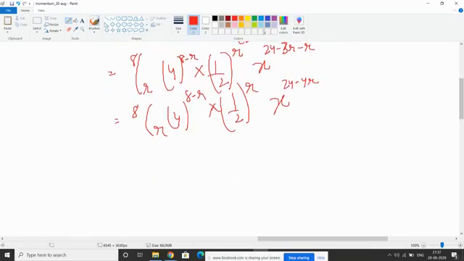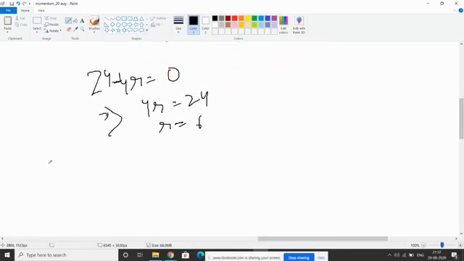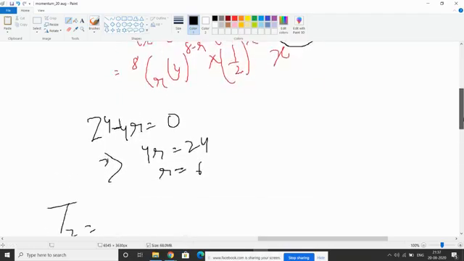Now as we want the term independent of x, it means we need to make the power of x as 0. So to get the power of x as 0, we need to equate this 24 minus 4r as 0. So from here, we'll get 4r equals 24 and r is equal to 6. It means if r is 6, the seventh term will be the term independent of x.